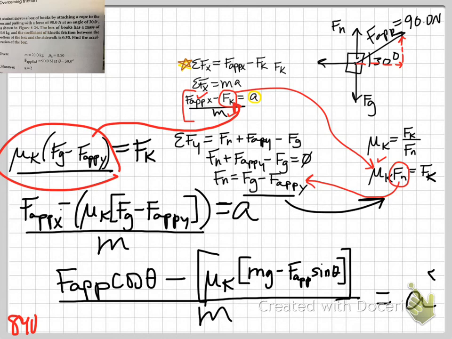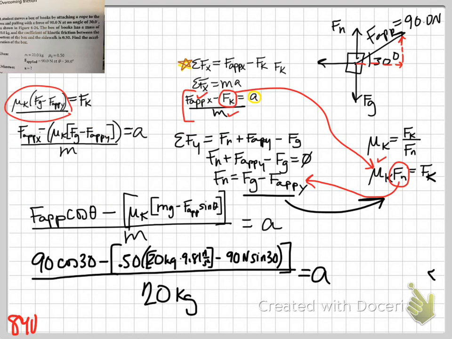Let's plug in some numbers and see where we're at. So we've got 90 cosine 30 minus quantity 0.5 times, quantity, how do you say that? Quantity of 20 times 9.8 minus 90 newtons sine 30, close parentheses, close brackets, all divided by 20 kilograms. Did you get a number like that? Good.